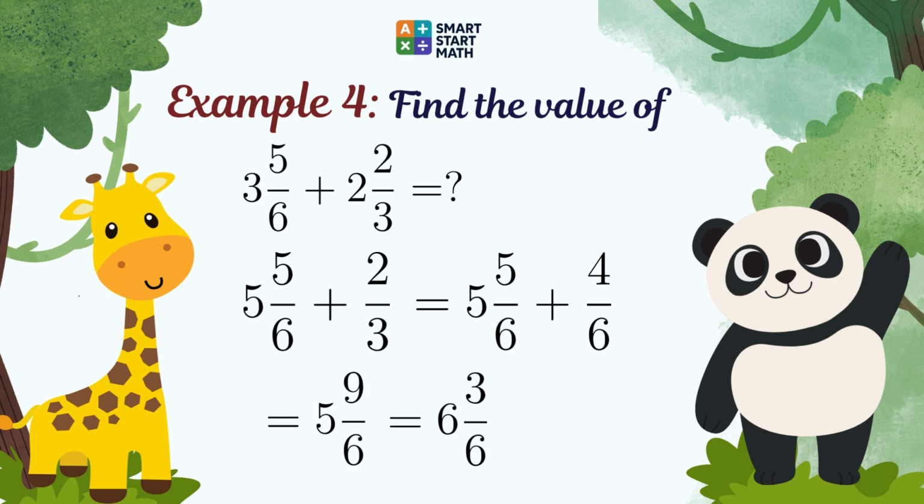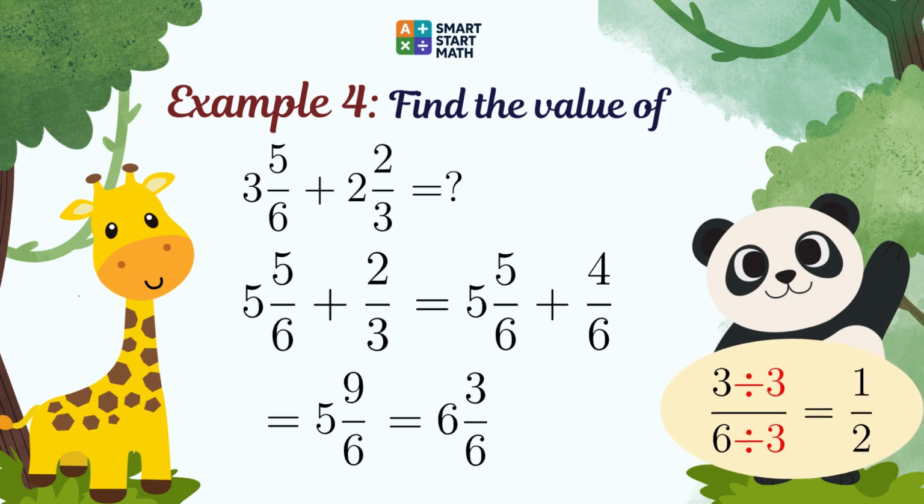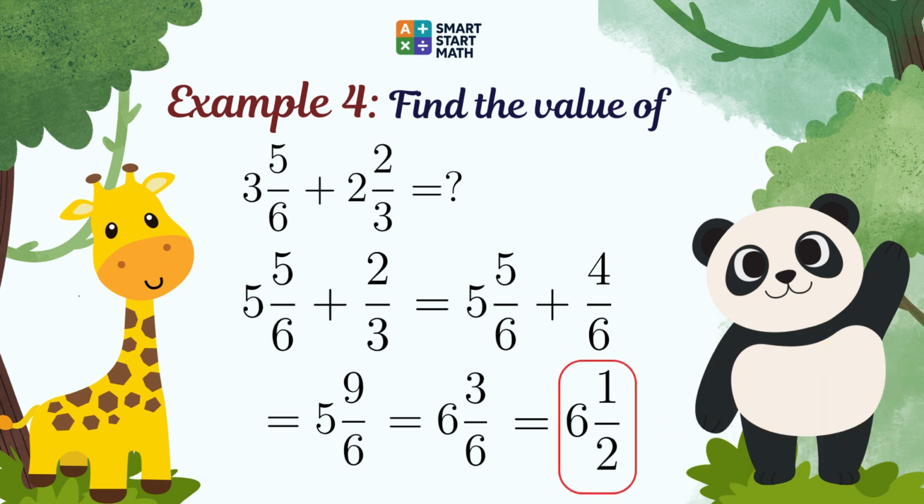Now check the fraction part. 3 out of 6 is not in simplest form. We can simplify it by dividing both the numerator and denominator by 3. 3 divided by 3 is equal to 1, and 6 divided by 3 is equal to 2. So 3 out of 6 is equal to 1 out of 2. Now let's add everything together. 5 plus 1 and 1 out of 2 is equal to 6 and 1 out of 2. So the final answer is 6 1/2.